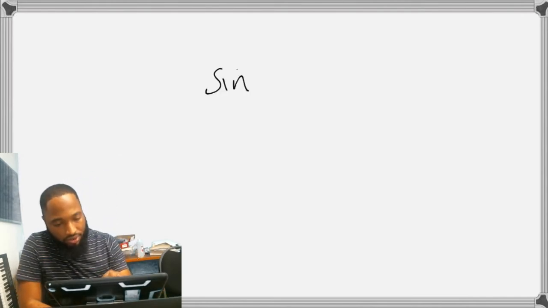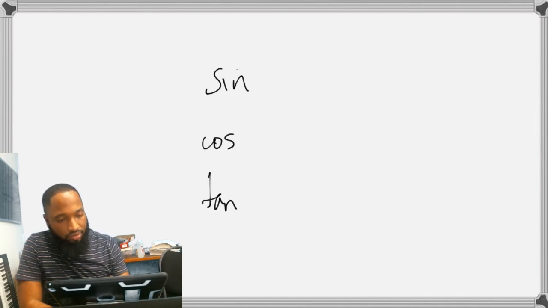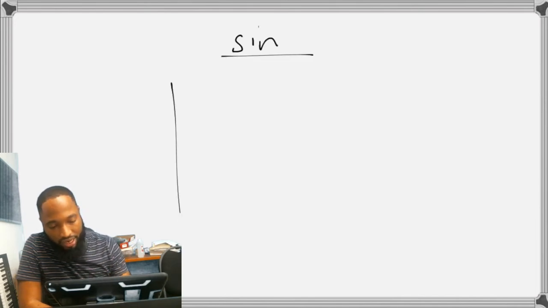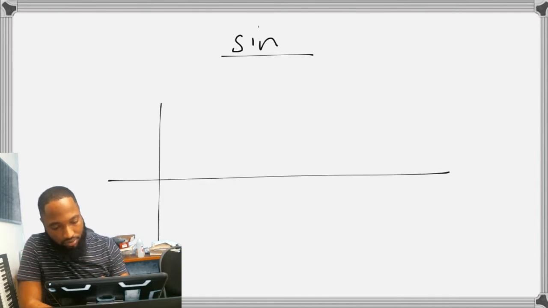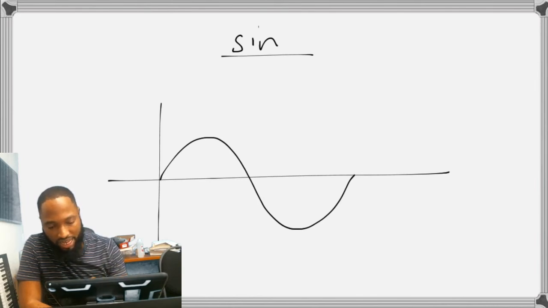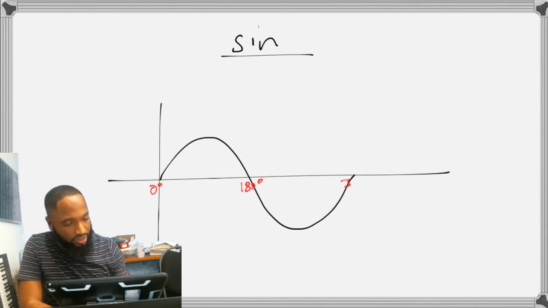Sine, cosine, tangent. And we had reached a point where we discovered that the sine curve looks like this. Anybody have any questions about this? This here is 0 degrees. This is 180 degrees. And this is 360 degrees.